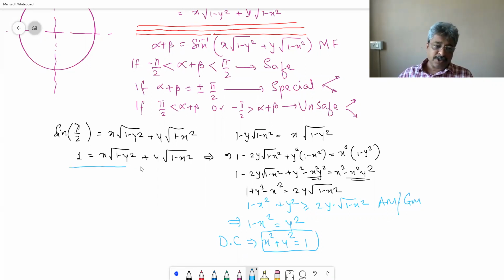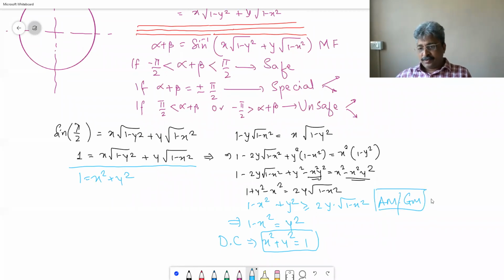So if you substitute x square plus y square here, you get 1 is equal to x square plus y square, which is always true in this case. So this is great. So the discriminating condition is x square plus y square is equal to 1. Now see, every time we might not be able to give a geometric justification to this. We will try, but we have to deal with algebraic justification.